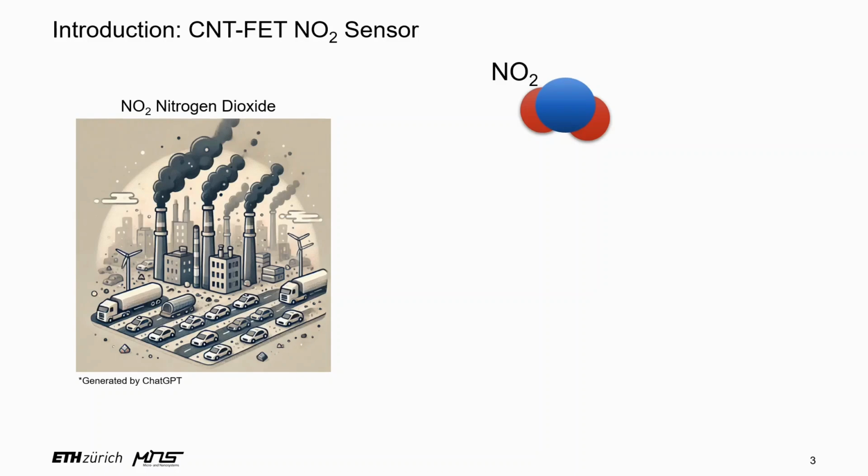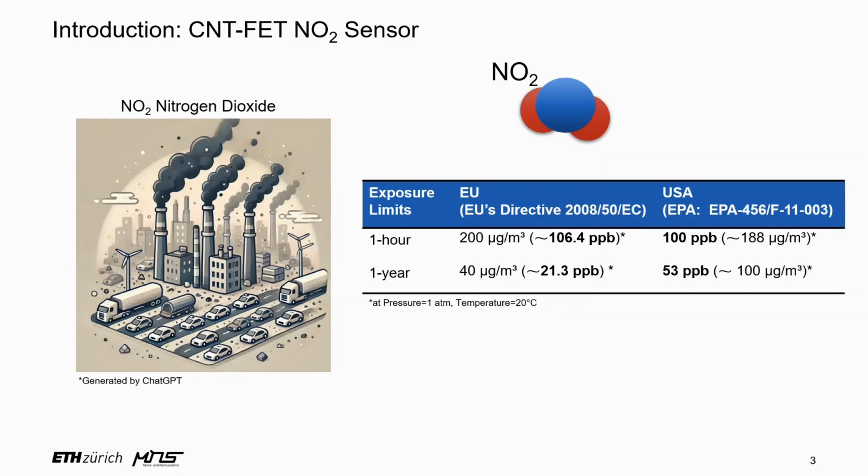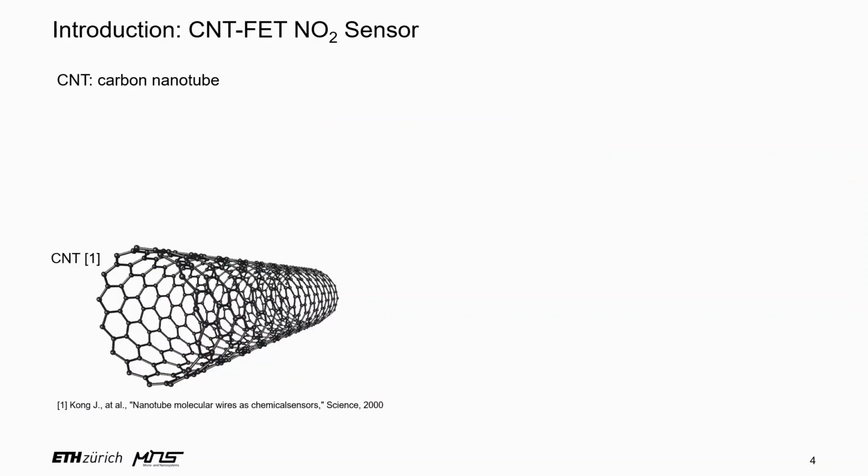Nitrogen dioxide, or NO2, is a pollutant gas, and it's particularly harmful for the environment and for human health. For instance, in this table, you can see the maximum exposure limits set by directives from the European Union and the US. You can notice that all of these limits are in the ppb range, parts per billion. These are really low concentration values, and this means that we need a low detection limit sensor. A possible good sensing material for that is carbon nanotube.